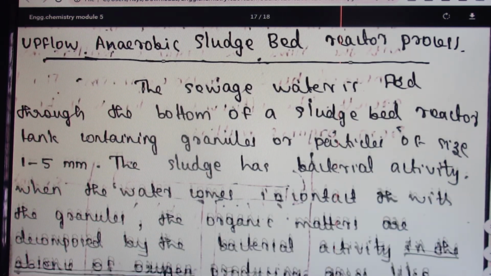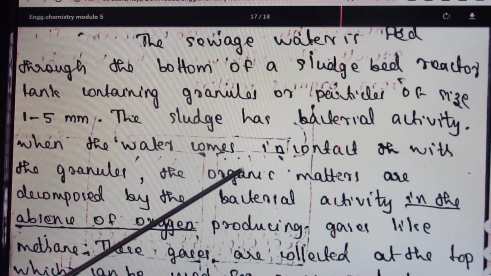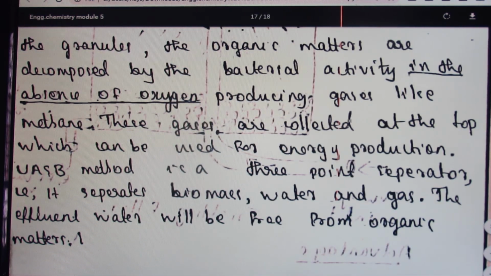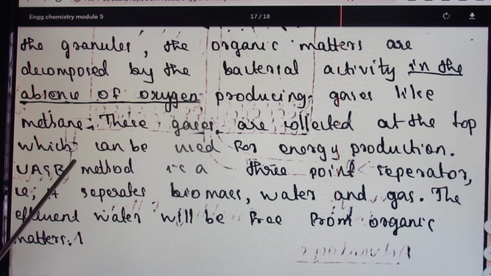In this, the sewage water is fed through the bottom of the sludge bed reactor containing granules of a particular size, 1 to 5 millimeter. This sludge has some bacterial activity. When the water comes in contact with these granules, the organic matter is decomposed by the bacterial activity in the absence of oxygen, producing gases like methane. So the carbon compound is converted to methane, and the gases are collected at the top, which can be used for energy production or biogas.